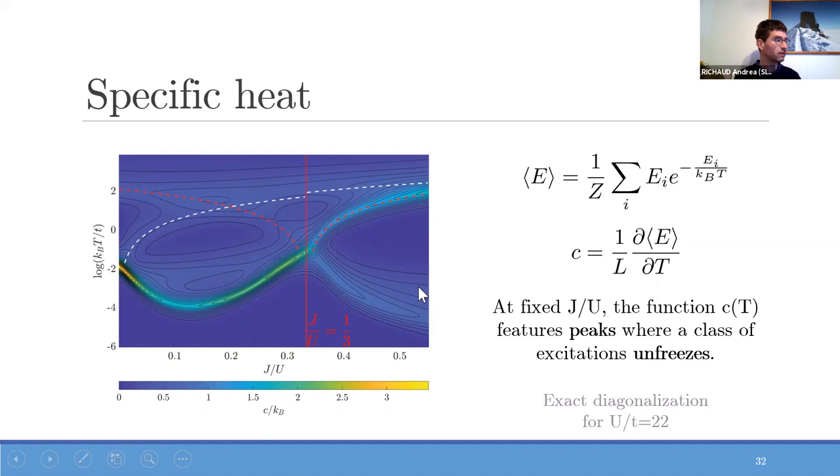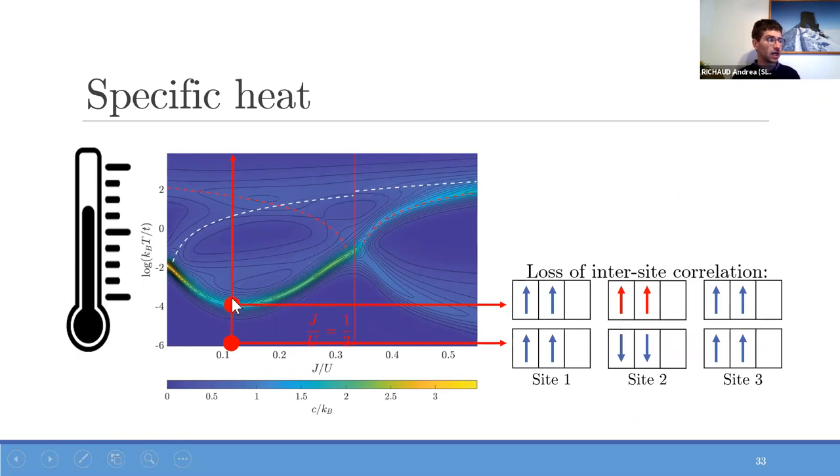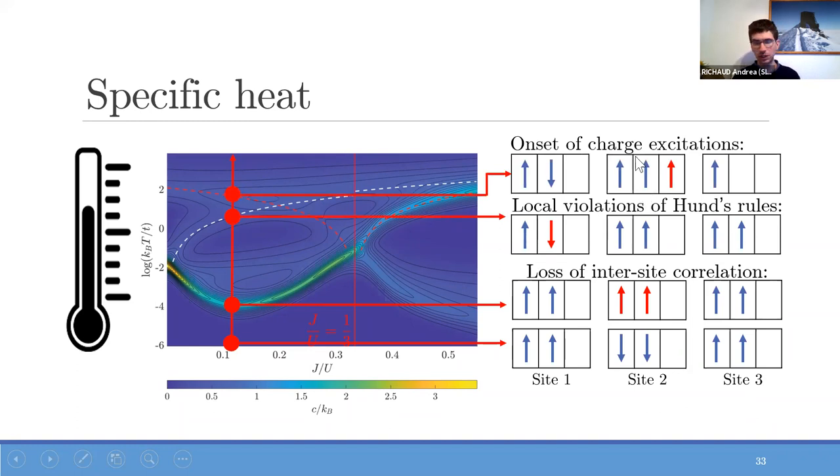These properties of the many-body spectrum are of course mirrored by the finite temperature properties. Here we have the specific heat of the system. First of all, I compute the thermal expectation value of the energy, and then I compute the specific heat. If you fix J over U, the specific heat is a function of temperature. And this function has peaks exactly when a class of excitations unfreezes, so it gets active. So this is our thermometer, in logarithmic scale, and we are working along this red line, at fixed J over U. At very small values of temperature, you have practically the ground state. Then you find the first peak in the specific heat, which corresponds to a loss of intersite correlation. If you further increase temperature, you start violating Hund's rules, flipping local spins. And only at high temperature do you see the onset of charge excitations.